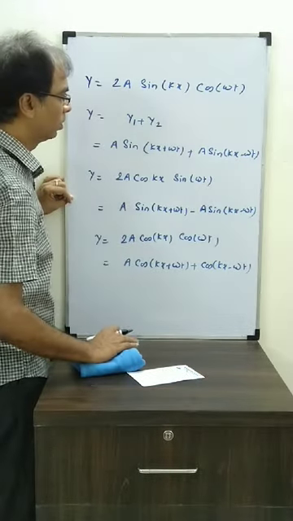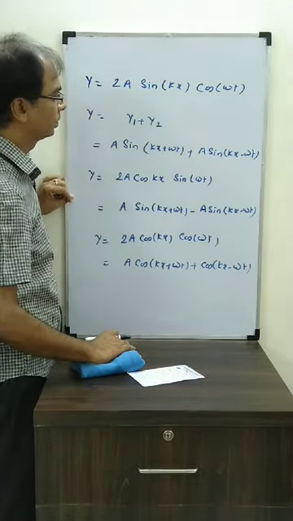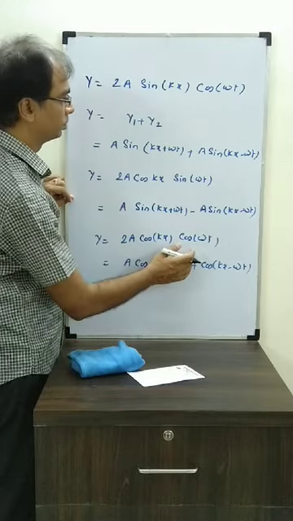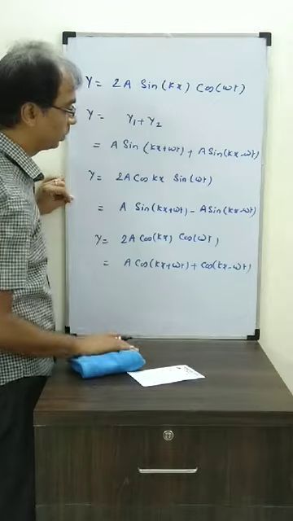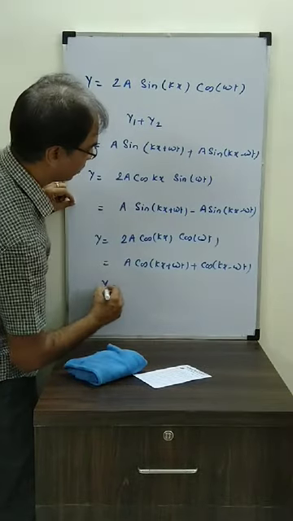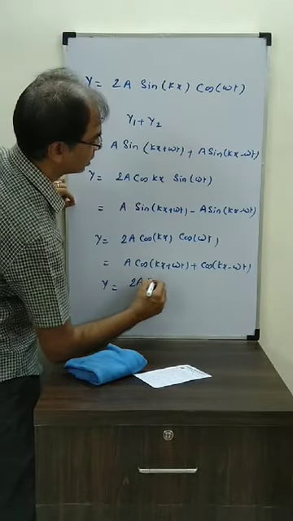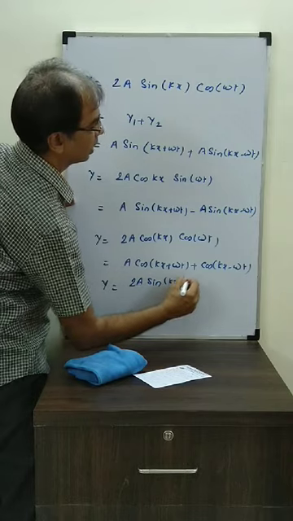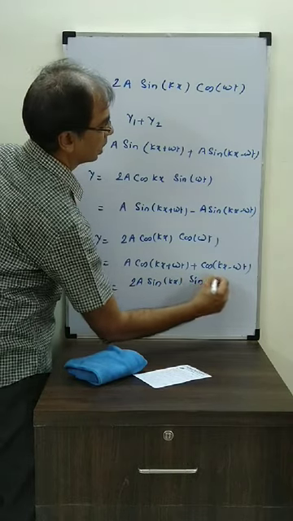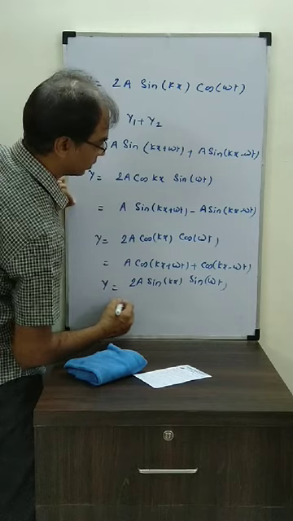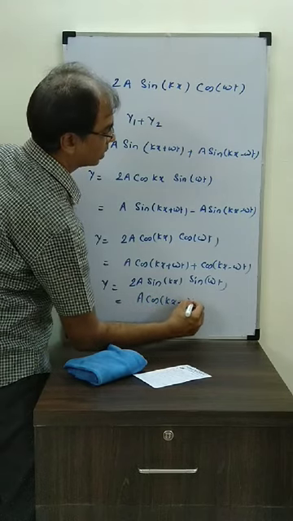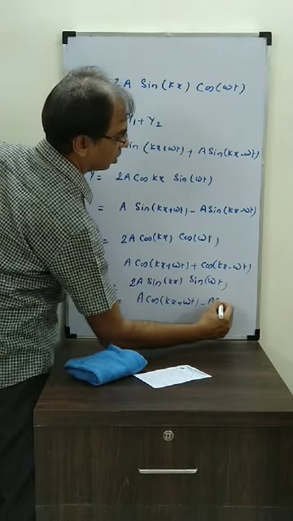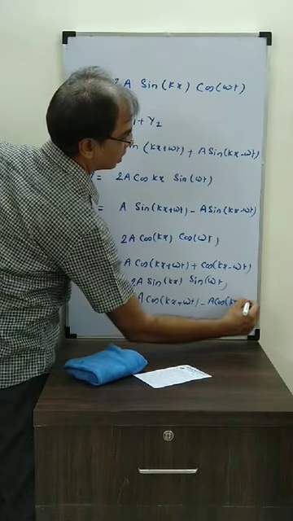Okay, then another one what we can have? Another one is where both are sine form. Okay, sin kx sin omega t. So see what will come in that. y equal to 2a sin kx sin omega t. Then that one what we will be writing? The constituent waves will be a cos(kx plus omega t) minus a cos(kx minus omega t).